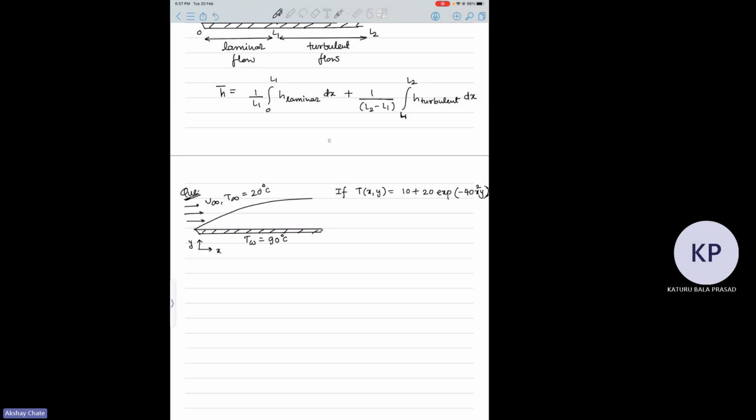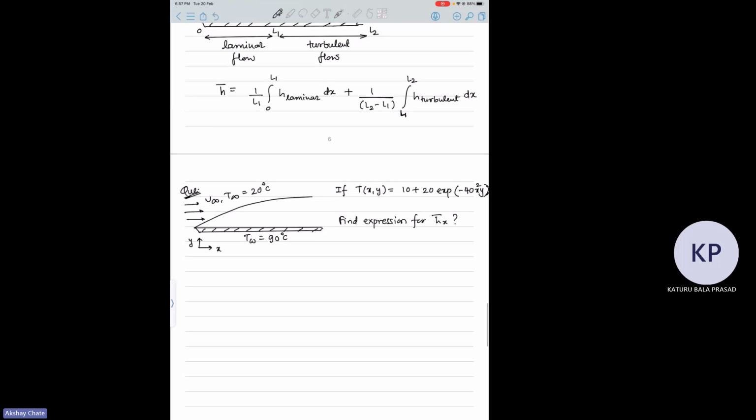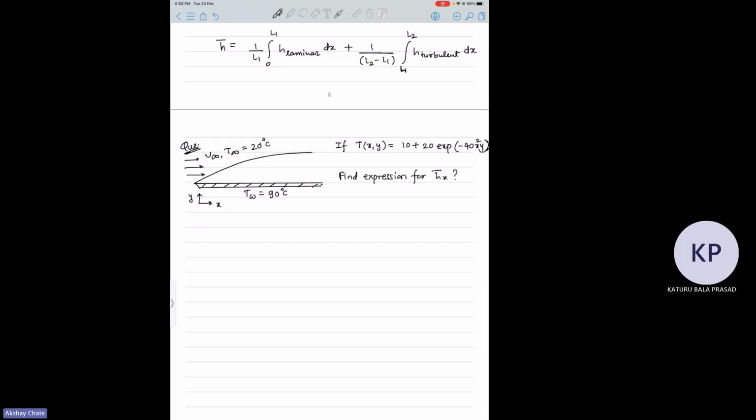So basically they have given some complicated temperature distribution function within the boundary layer, and find an expression for average heat transfer coefficient at some point x in the boundary layer. So from previous problems we know that local heat transfer coefficient we can calculate from k del T by del y at y equal to 0 divided by T wall minus T infinity.